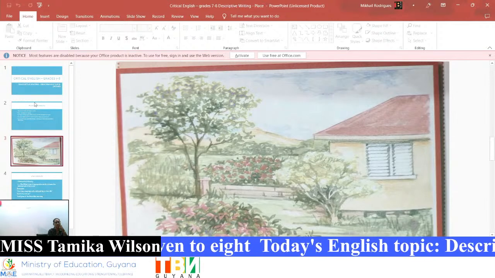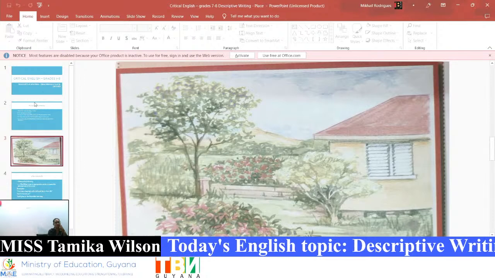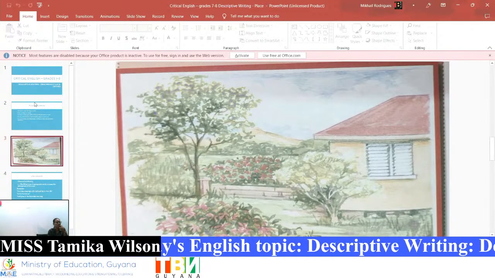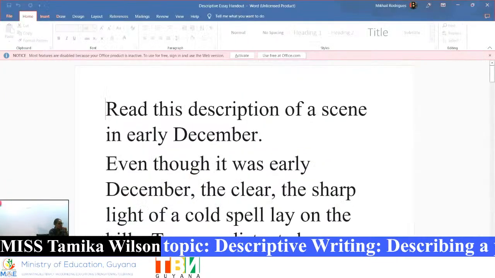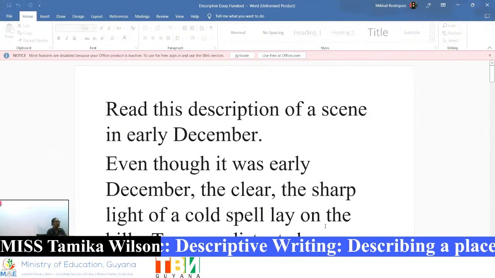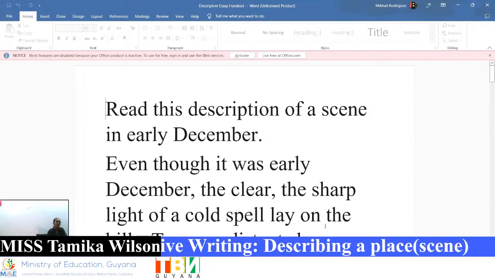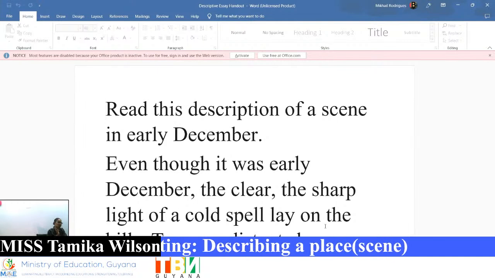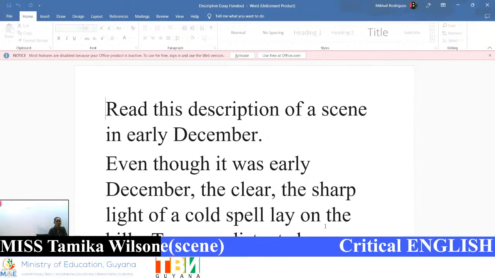All right. So I'll give you some time to think about that. And then of course I'm going to go to my description. It says, read this description of a scene in early December. So the scene that we've just looked at has to do with early December. And let's see if the passage that we have takes into account what we saw.